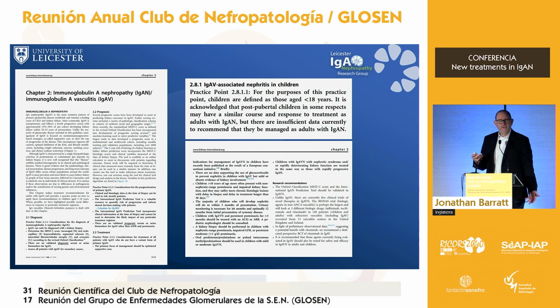So IgA vasculitis is the commonest vasculitis in children, and what could we say about children in this document? Well, we said treat as adults, because we didn't have anything else. We had 2 pediatric nephrologists in the group, and really, again, there was no data for them to be able to offer any evidence-based recommendations. So what we say is to treat as IgA nephropathy, which is completely unfair because they are different diseases, but in the absence of data, we really struggled.